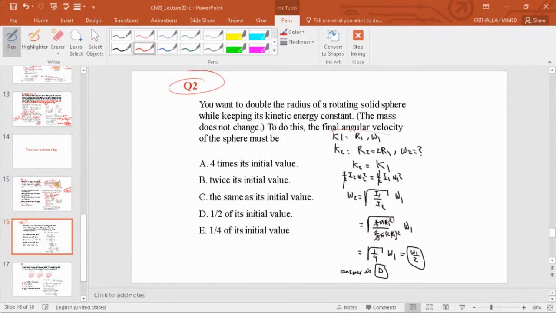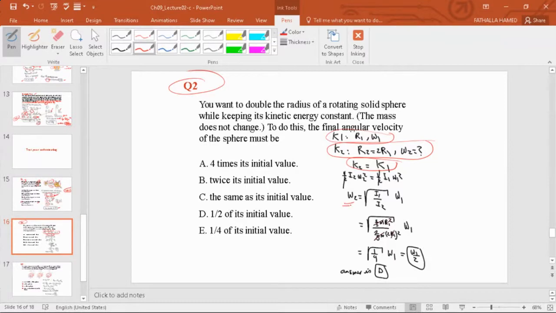So initially you have R1, K1, I1, omega 1. Now here you have K2, and R2 is equal to 2R1. They ask us for omega 2, but I know that the kinetic energy must stay the same. That's the condition that they gave us. So 1/2 I2 omega 2 squared should equal 1/2 I1 omega 1 squared.